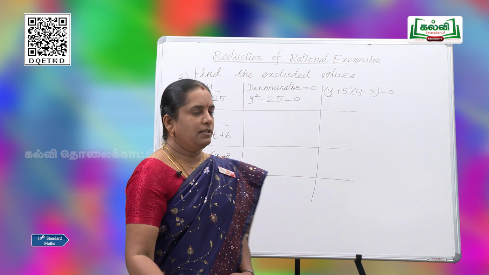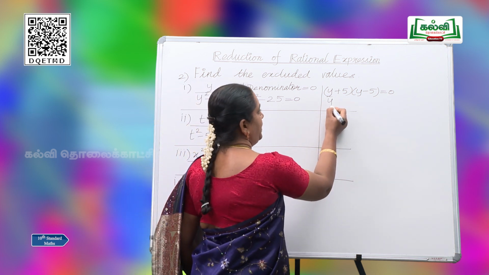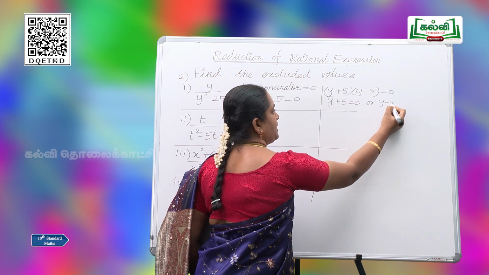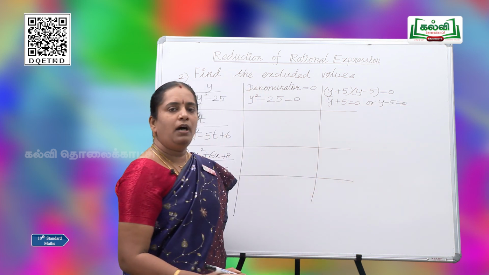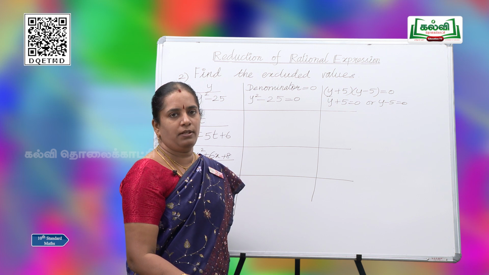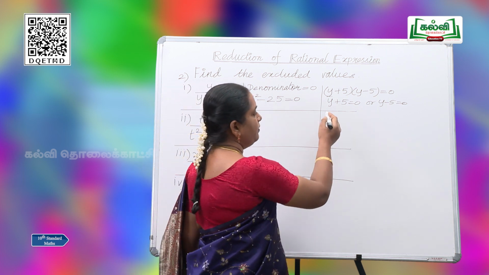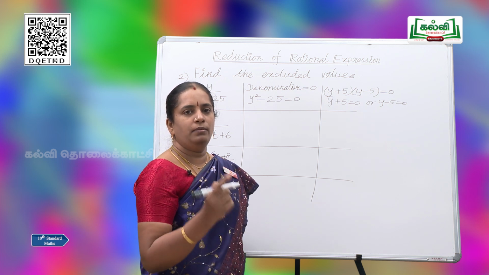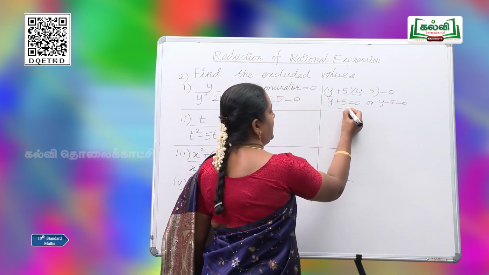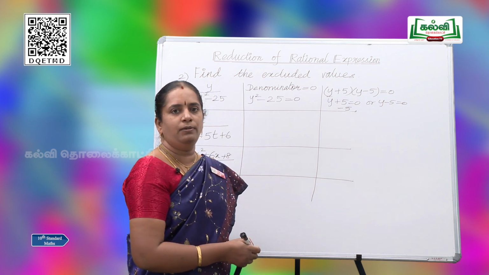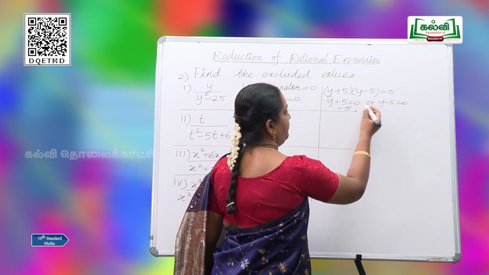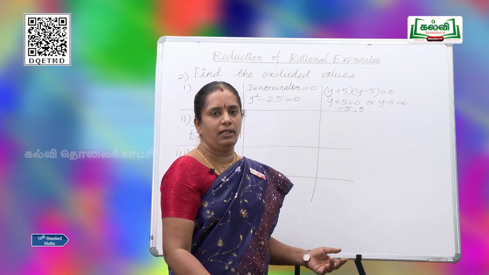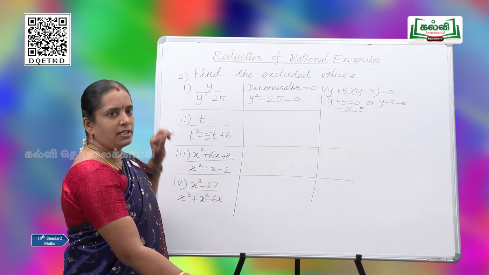Can you understand? So, y plus 5 may be equal to 0, or y minus 5 may be equal to 0, or both may be equal to 0. So, the value for which y plus 5 becomes 0 is y equal to minus 5. So, minus 5 is an excluded value and also plus 5 is an excluded value. So, these are the excluded values for this rational expression.